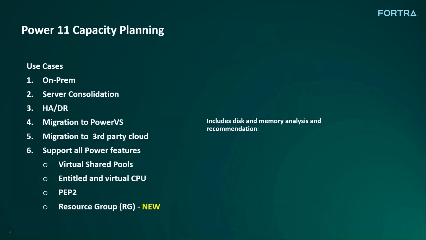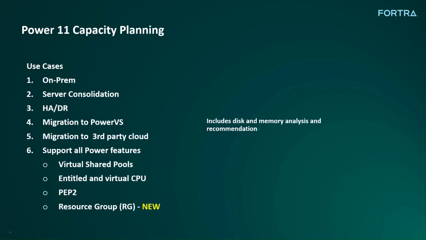Certainly, we can do this on-prem. If you're going to upgrade from an older model to a Power 11, we can do that on-prem. The results are different when you're doing it on-prem versus in the cloud. If you're doing server consolidation, remember we can do IBM i, AIX, and Linux, which today may be on different machines. We can consolidate them on a single machine, or multiple machines if you have HA and DR, and so forth.